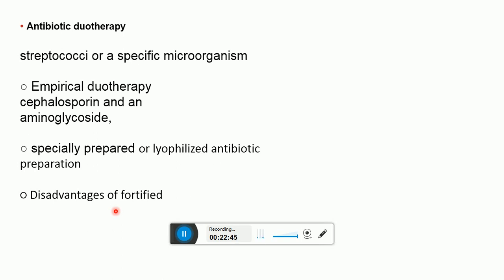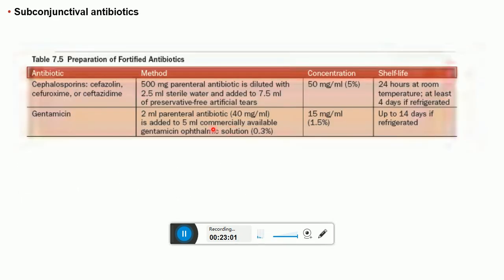For gentamicin, 2 ml parenteral antibiotic is added to 5 ml commercially available gentamicin ophthalmic solution. The concentration is 15 mg per ml. It can be used up to 14 days if refrigerated. Here you can see cephalosporin and gentamicin preparation.